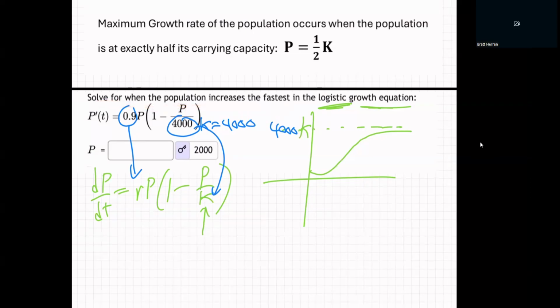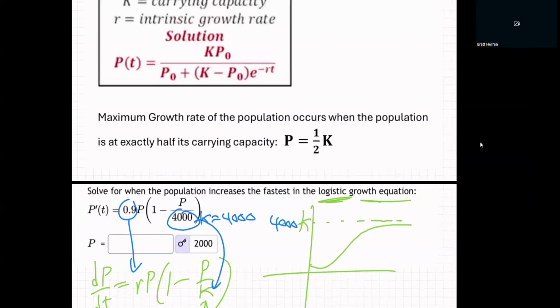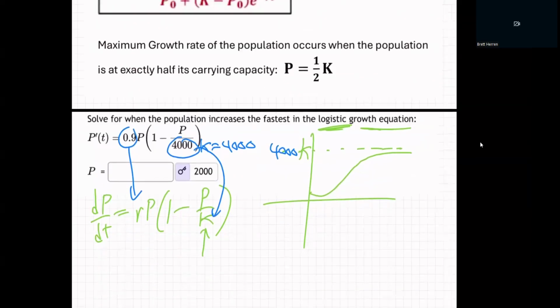So when's it going to be growing the fastest? Well, you can see right here in the notes, the maximum growth rate of the population occurs when the population is exactly half its carrying capacity, half K. So if K is 4,000, then 2,000, which is exactly half. When the population is 2,000, right here in the middle, that's when it's going to be growing the fastest. And as it gets closer up here to 4,000, it's going to slow down, slow down, slow down, because it's close to as much as it can hold.